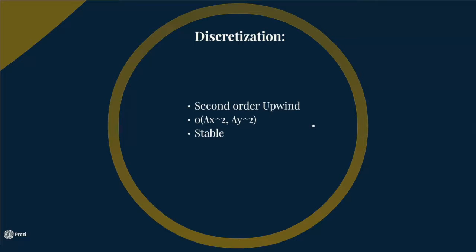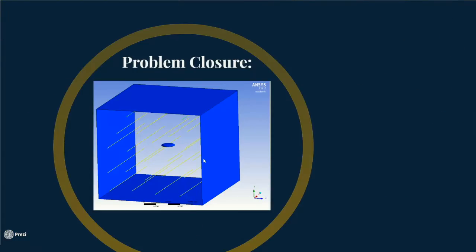The momentum equations were discretized spatially using a second-order upwind method. This produced a solution that was accurate to the second degree with respect to both x and y. And due to the nature of this problem, the solution was obtained iteratively, and therefore it is stable.